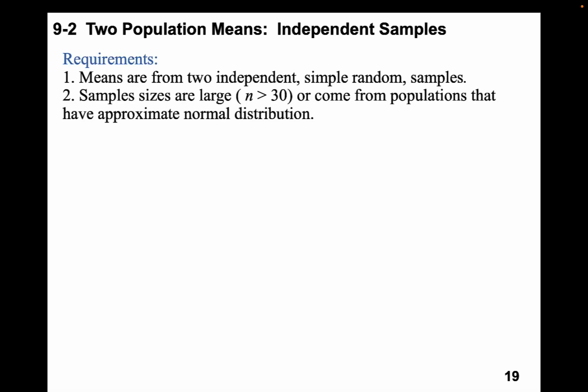Requirements are: 1, we need the means to be from two independent, simple random samples, and 2, we need the sample sizes to be 30 or larger. Okay, larger than 30 and is greater than 30. Or it has to come from a population that has approximately a normal distribution.